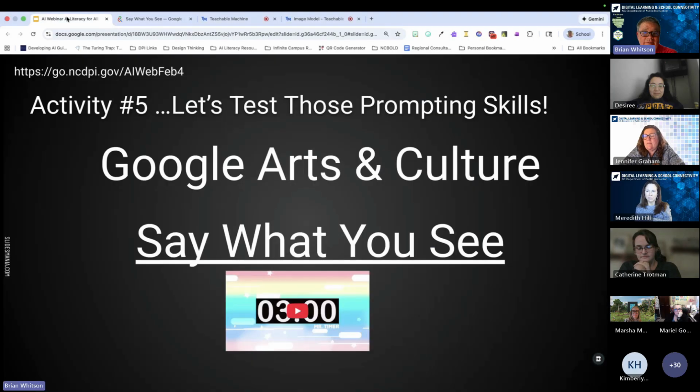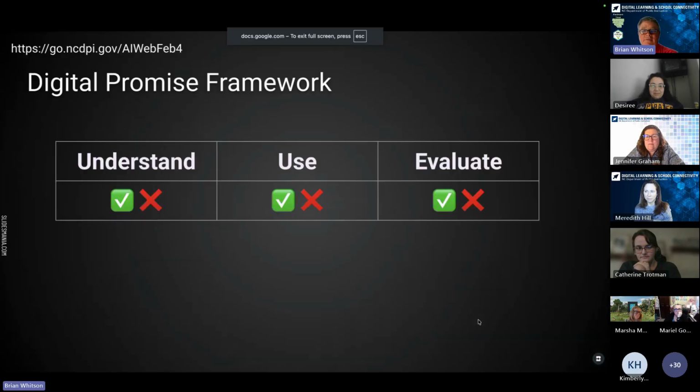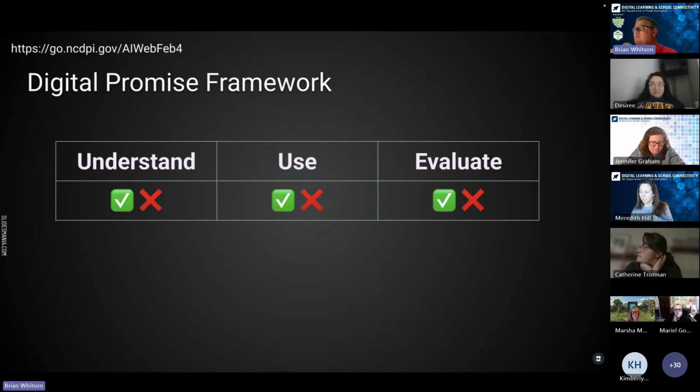Okay, we're going to head back over and work on wrapping it up. For this activity, which of the domains of the Digital Promise literacy framework would you say this would fall into? This activity is also fun to do if you're bored at home.